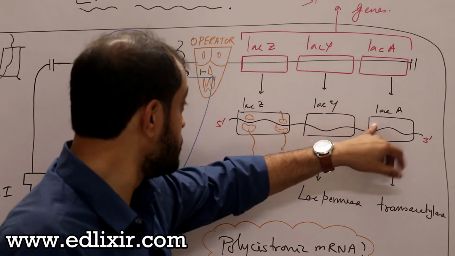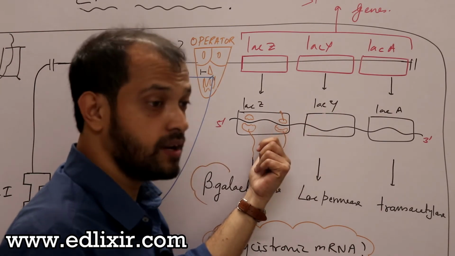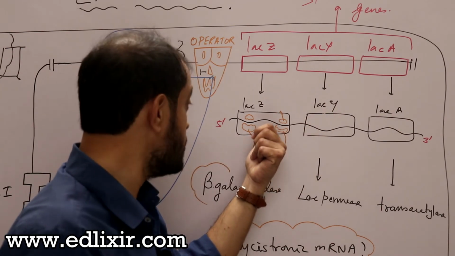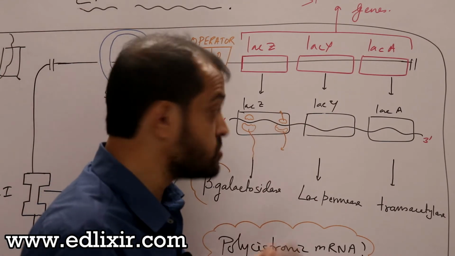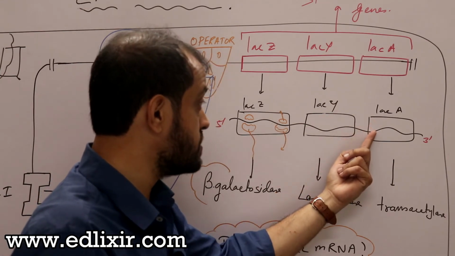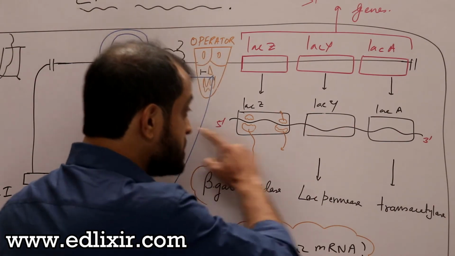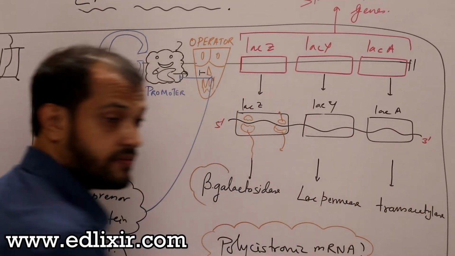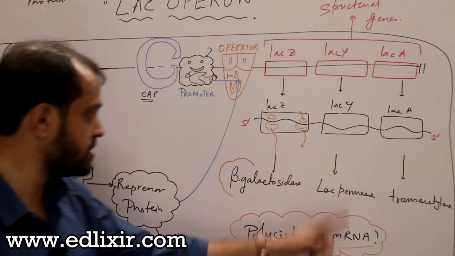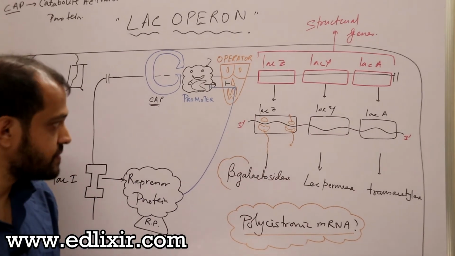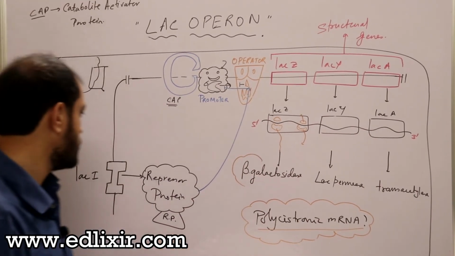Again a new ribosome will sit at the Shine-Dalgarno sequence here, and they will translate transacetylase. That means from a single mRNA you are getting 3 different proteins. This is called polycistronic mRNA. Clear? This is polycistronic mRNA.